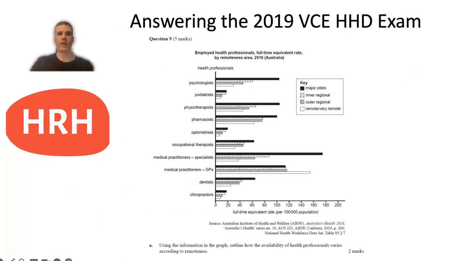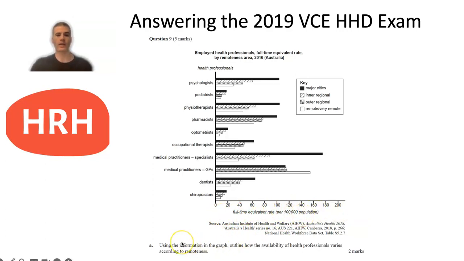You can see here the 2019 HHD exam question number 9 was worth 5 marks, and it started with this piece of stimulus material which was a graph. Always make sure you're reading all of the information, including the heading, the axes and the key for the graph. This one is talking about employed health professionals by remoteness area in 2016. In the key, the different shadings of the bars relate to the different remoteness areas from major cities down to remote and very remote. Along the bottom was the full-time equivalent rate per 100,000 of the population.